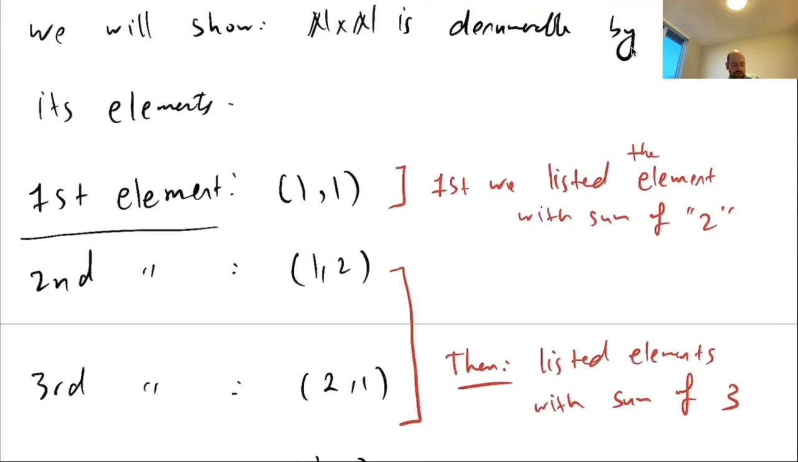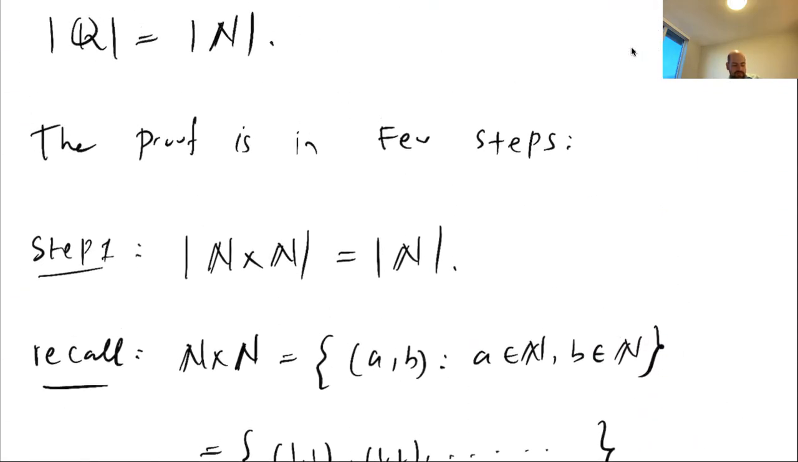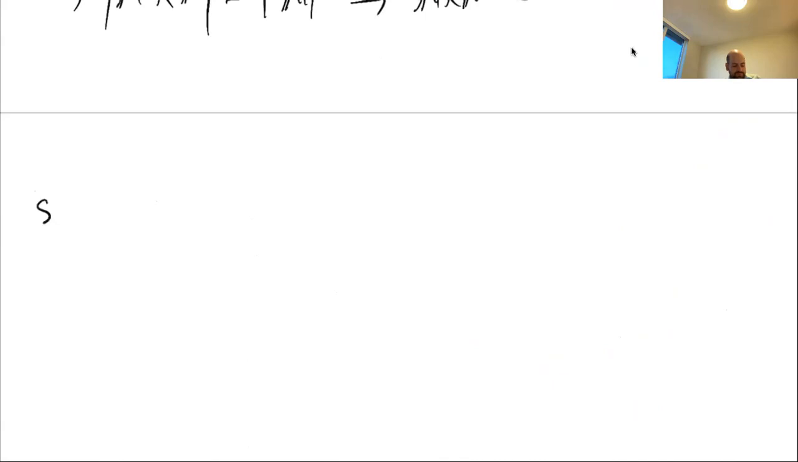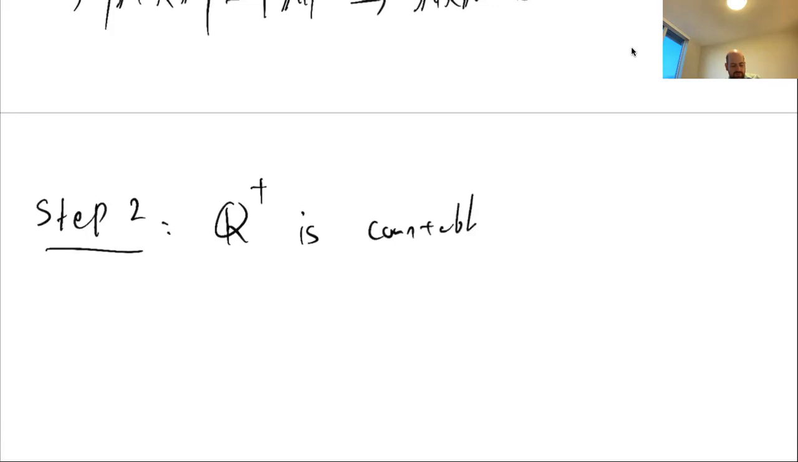Okay, this was step 1 to show that the set of rational numbers is countable. Now my second step, step 2: the set of positive rational numbers is countable. The cardinality of the positive rational numbers is the same as the cardinality of N.